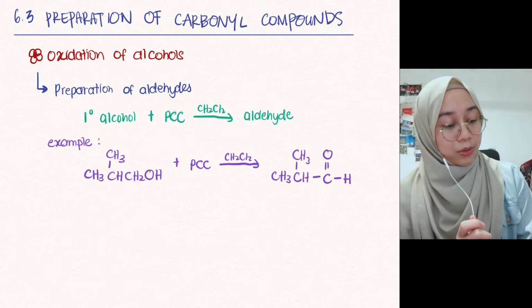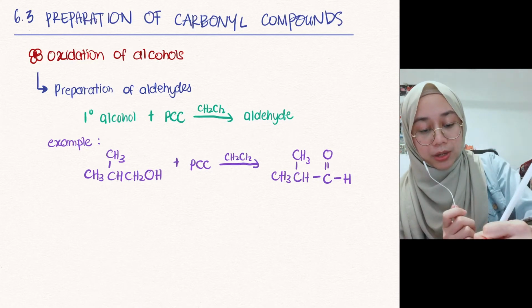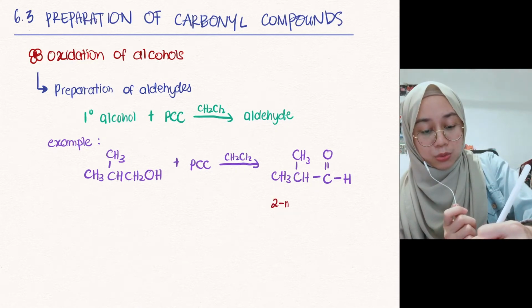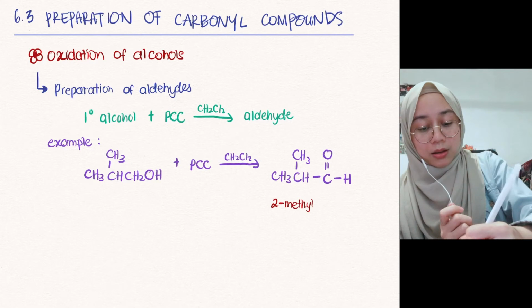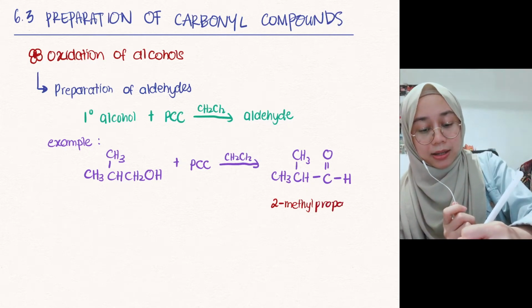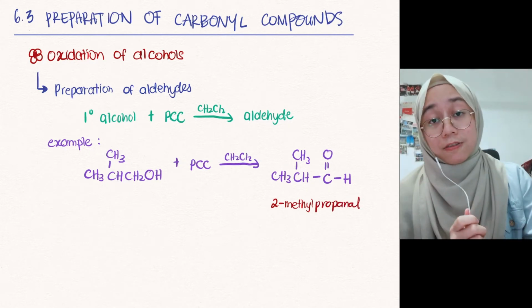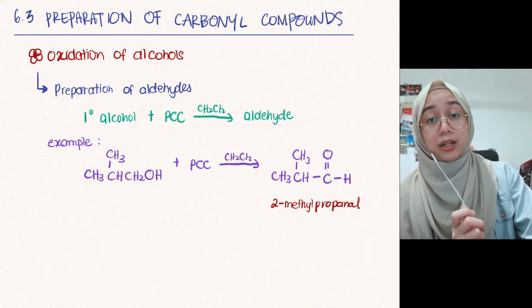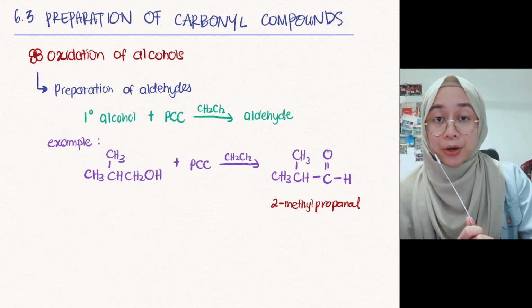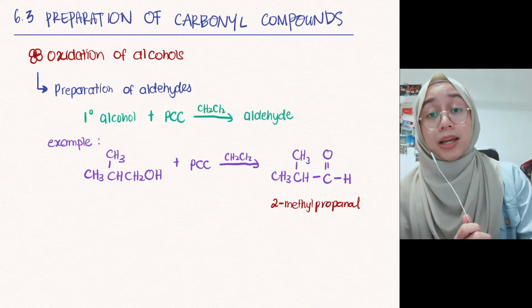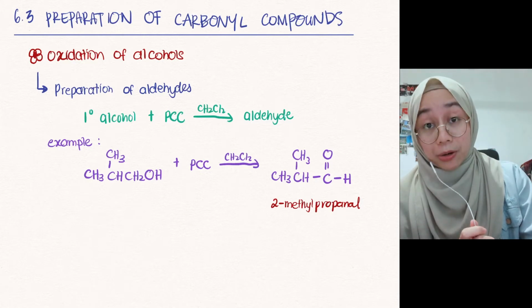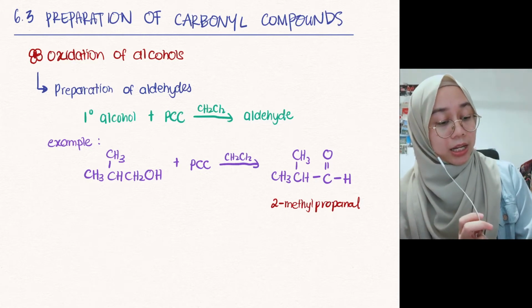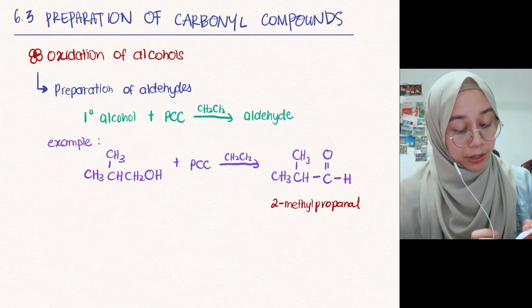So if we were to give the name for this compound here, it is 2-methylpropanal. Because it is aldehyde class, therefore you don't have to give the position of the carbonyl group, because the carbonyl group of aldehyde is always at the end of the chain. Okay, so ini untuk kita punya preparation of aldehyde.